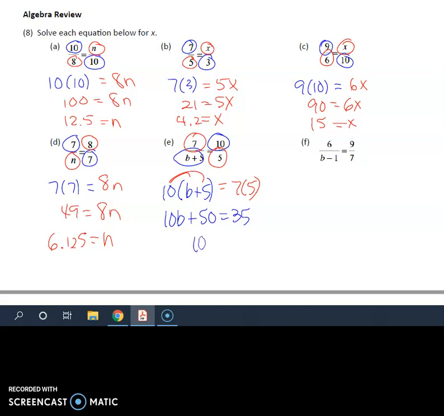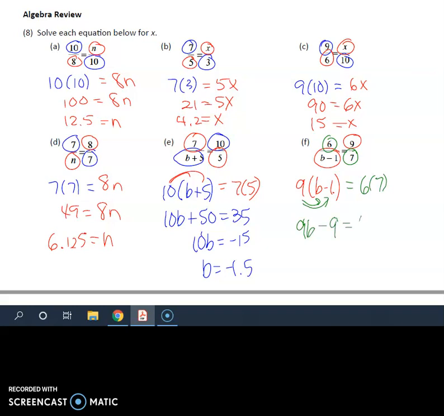So we're going to subtract 50 from both sides, and we end up with negative 15. And then we're going to divide by 10, and we get negative 1.5. And in the last problem, take 9 times the b minus 1. We're going to take 6 times the 7. So again, using that distributive property, 9 times b is 9b. 9 times negative 1 is negative 9. 6 times 7 is 42.